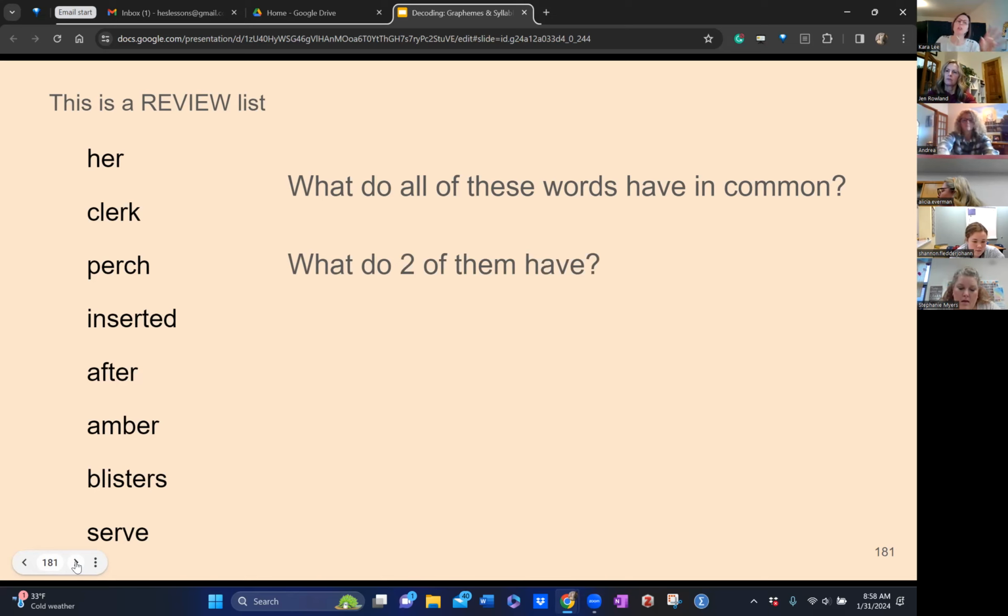I want to ask you, what do two of them have? Yeah. Two of them have a suffix, right? Inserted and blisters.